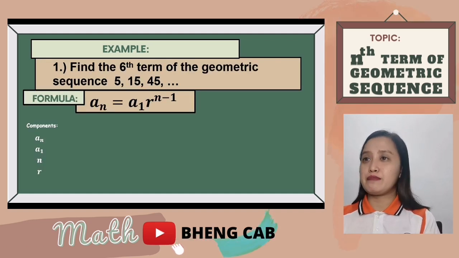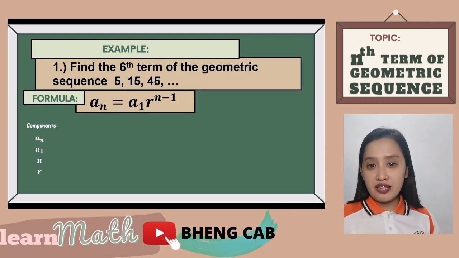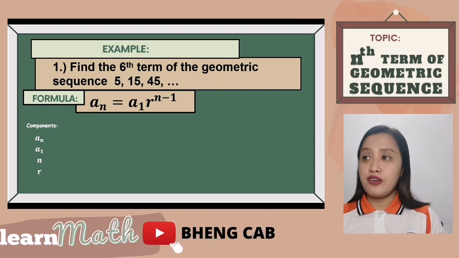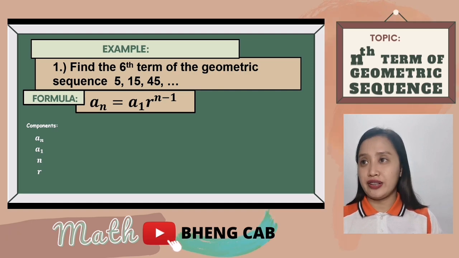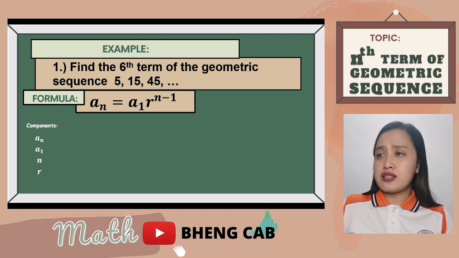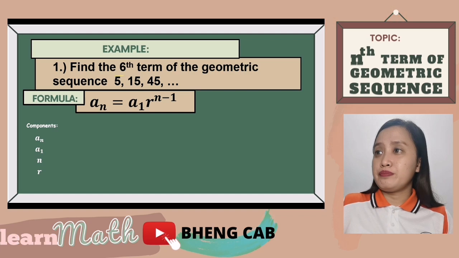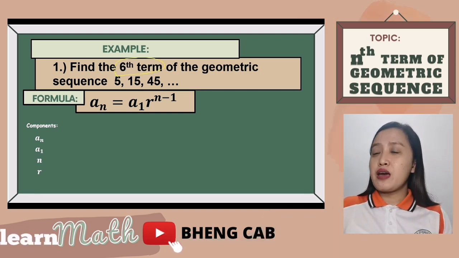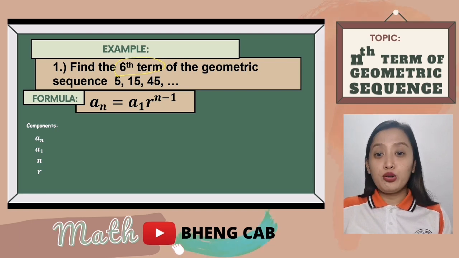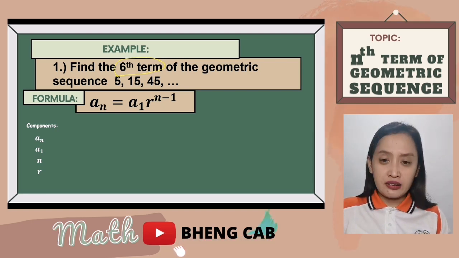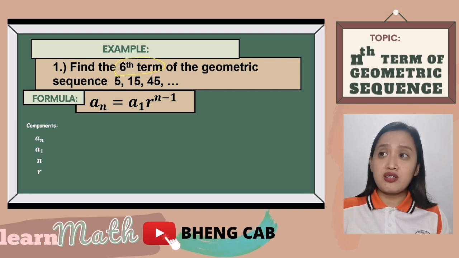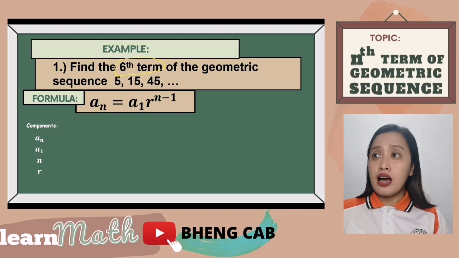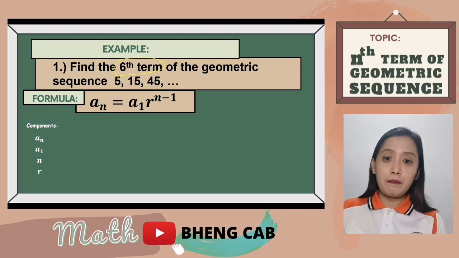Okay, for the first example. So, ang tanong sa atin dito, or given sa atin is, find the sixth term of the geometric sequence, 5, 15, 45, so on and so forth. So, our main objective is to find the sixth term of this geometric sequence. That means to say, meron na tayo ditong tatlong known value ng ating geometric sequence, such as 5, 15, 45. Meron tayong unang tatlo. At ang kailangan natin hanapin ay yung kung ano ba ang value ng pang-anim.